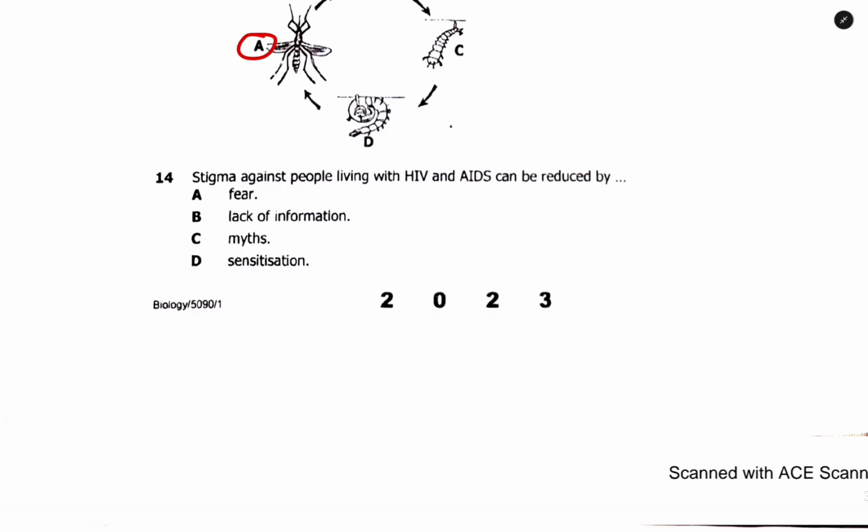Do we have to listen to the myth? Or do we have to sensitize? Sensitize, which means teach people how HIV is transmitted, teach people the details about HIV. Perhaps we can reduce the fear and also cancel out the misinformation, which is the myth. So the best way here is sensitization. So stigma against people living with HIV can be reduced by sensitization.